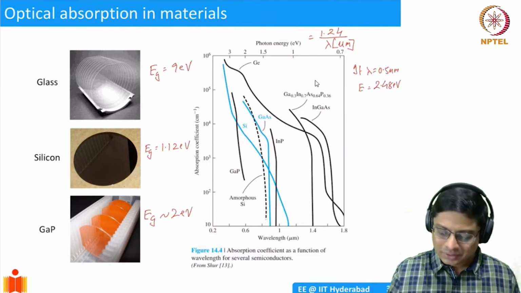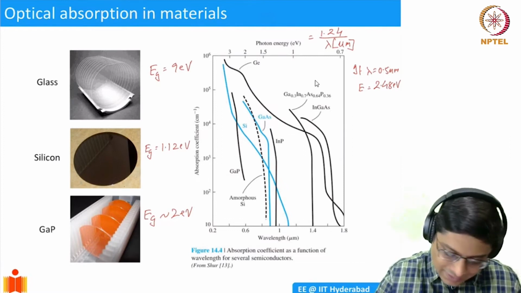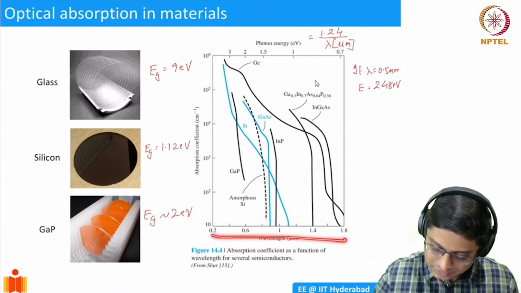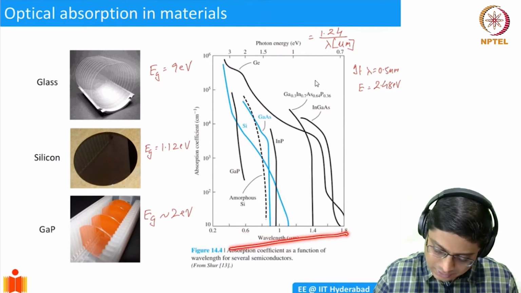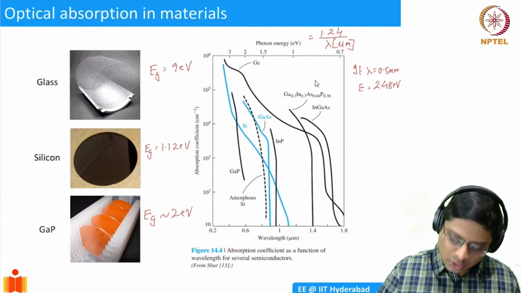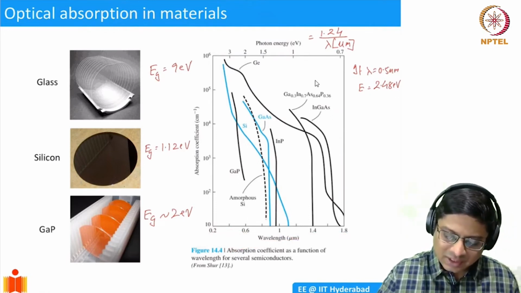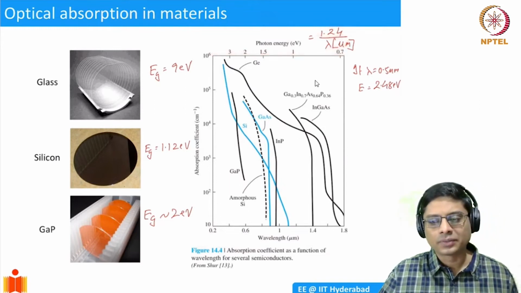Let's look at this figure, then that will help you understand this. On the x-axis of this figure, we have wavelength, 0.2 to 1.8 microns. On the top, for the same corresponding wavelengths, we have the energy calculated. Simply we can calculate it by 1.24 divided by lambda. So we have these energies given.